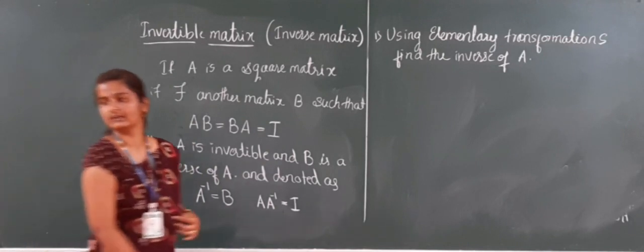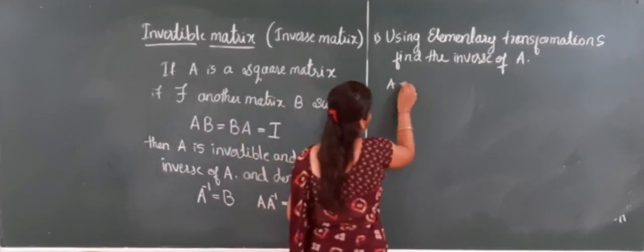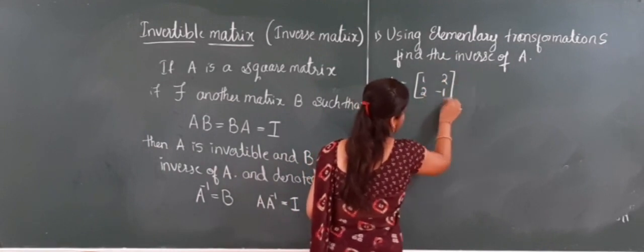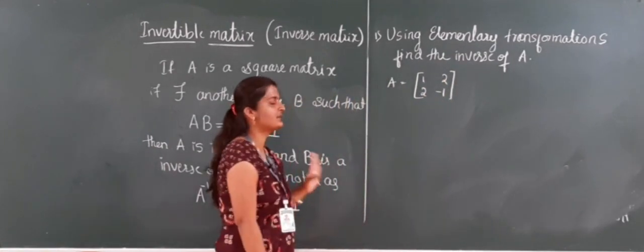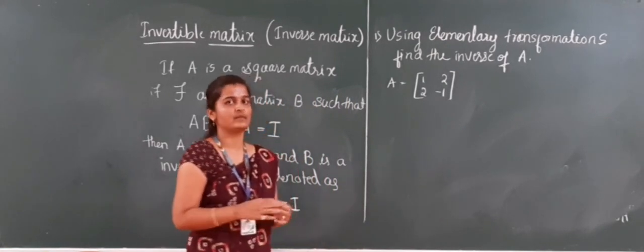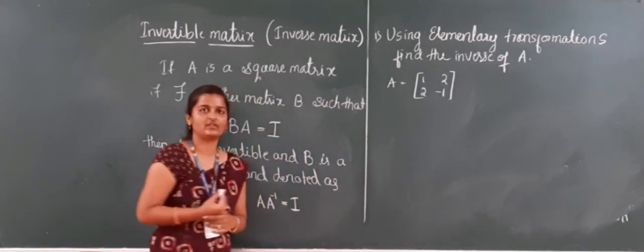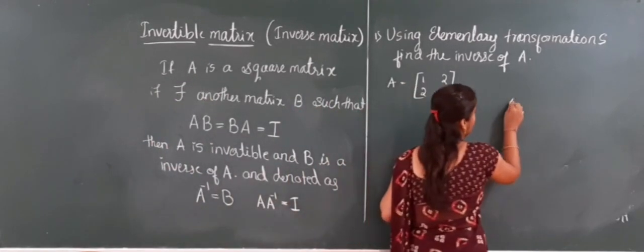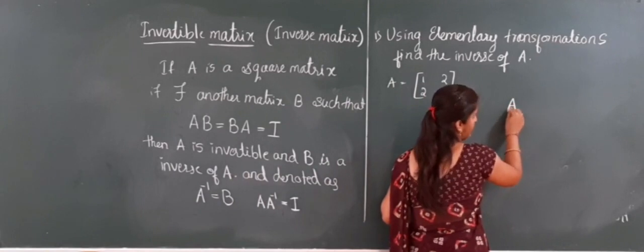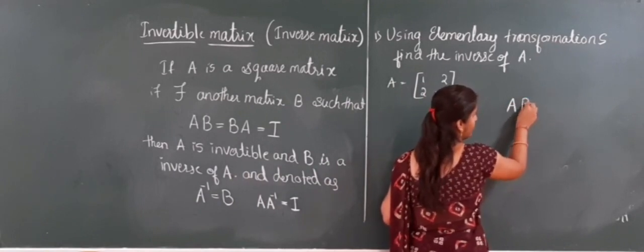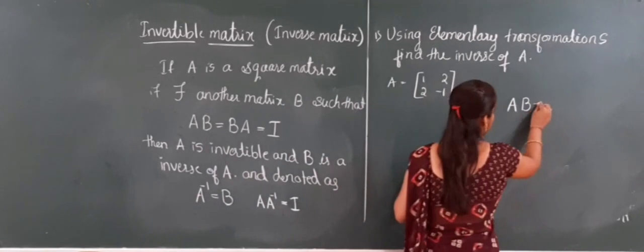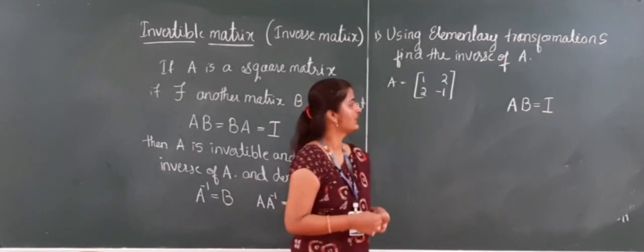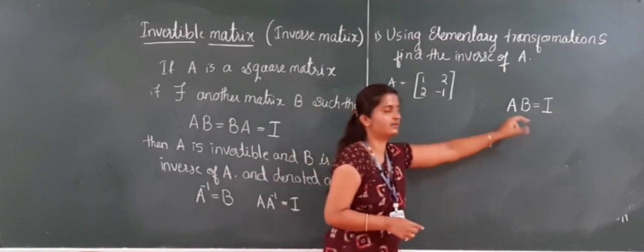So I will take the matrix as 1 2, 2 minus 1. Okay, this is our square matrix. I have to find out the inverse of this matrix. So how can I find the inverse matrix? See here, what do you mean by inverse matrix? This is the A matrix, and I want to find a matrix B such that after multiplying these two I get the identity. So how can I get this B matrix?